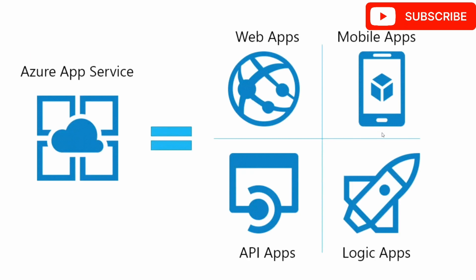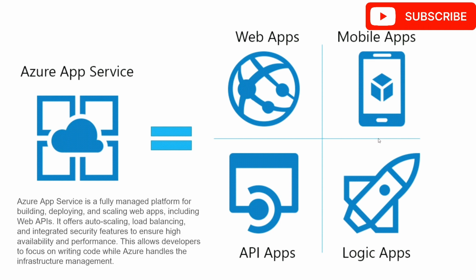Azure App Service is a fully managed platform for building, deploying, and scaling web apps. It provides built-in features like auto scaling, load balancing, and integrated security, which means you can focus on your code without worrying about the underlying infrastructure.